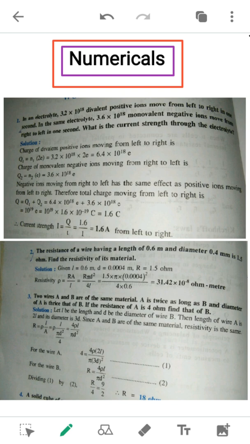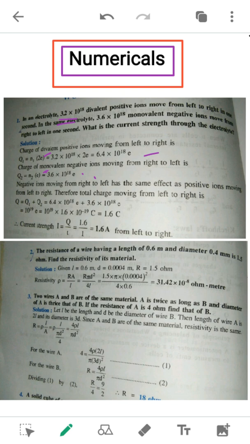Okay, so now according to the quantization of charges, first we will solve for divalent. So Q1 equal to N1 into 2 into E, and N1 is 3.2 into 10 raised to 18. So divalent is 2 charges, right? So it is given here 3.2 into 10 raised to 18 into 2E. So we'll multiply 2 into this one, so it will be 6.4 into 10 raised to 18 E. E we will keep as it is. Then Q2 for monovalent, N2 into E, equal to 3.6 into 10 raised to 18 E.